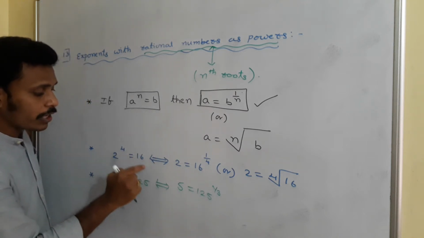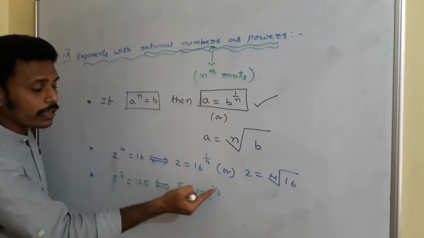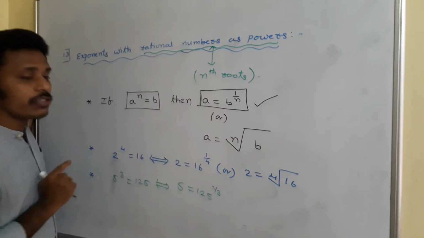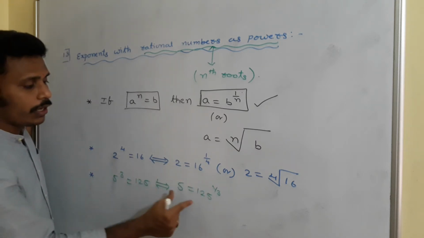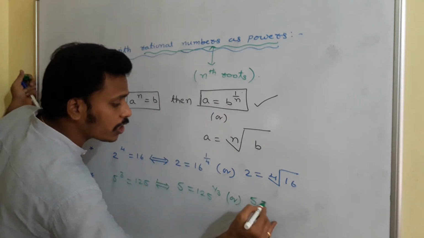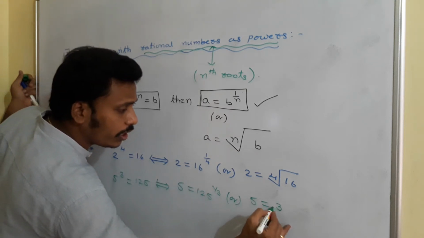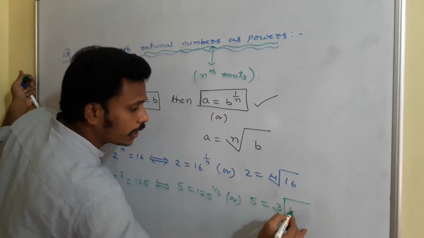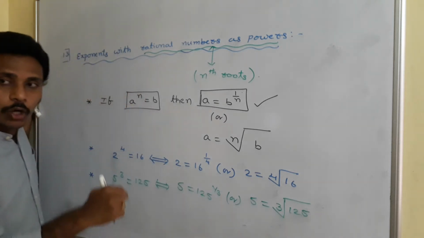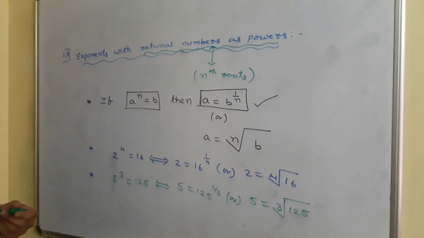If you send this power to the other side, it becomes power 1 by 3. If you send this 1 by 3 to this side as power, it becomes 3. 5 cube is 125. 5 is equal to 125 power 1 by 3. Or we have another way to write it: 5 is equal to the cube root of 125, the third root of 125, the fourth root of 16. Like that we need to say. Is it right? Just observe very carefully.